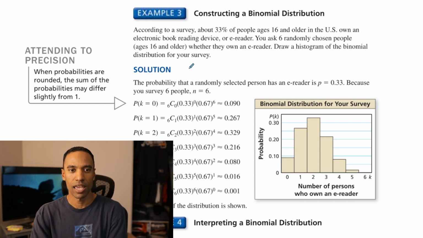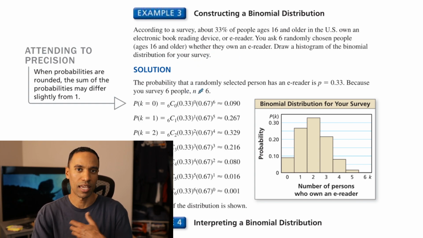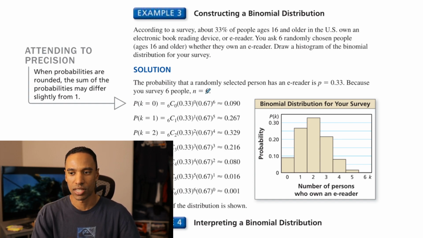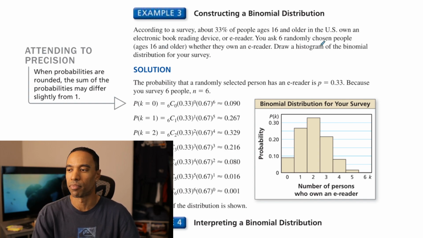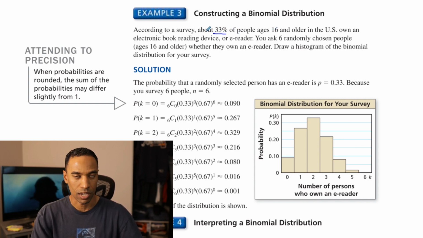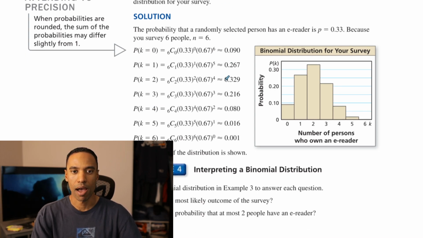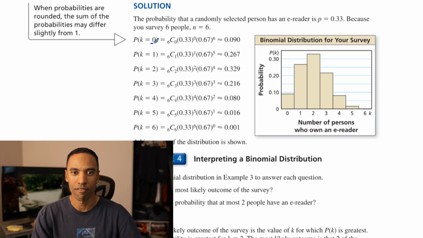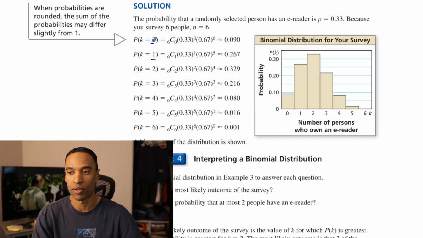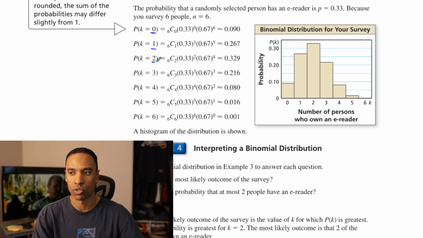So n is going to be 6 in this scenario. We talk about the independent trials. There are 6 independent trials in this case. There are 6 individuals we're asking about something: whether they own an e-reader. Now, 33% of people ages 16 and older own an e-reader. So what's the probability that exactly 0 of them own an e-reader, that exactly 1 of them does? Of the 6 that we ask, what's the probability that none of them do, that 1 of them does, 2 do, 3 do, 4, 5, and 6?